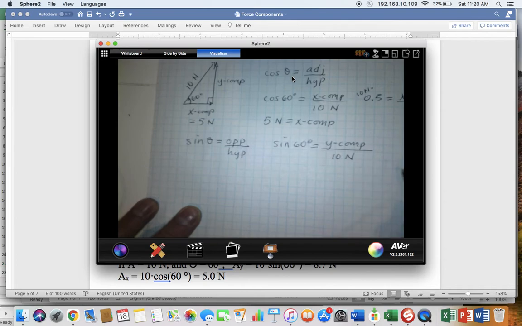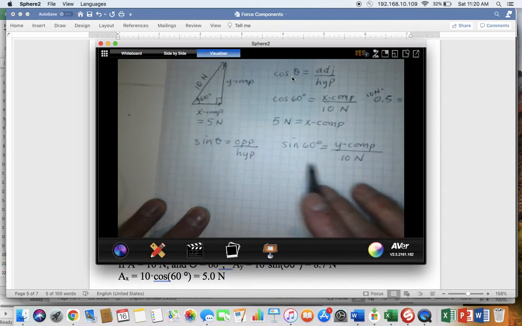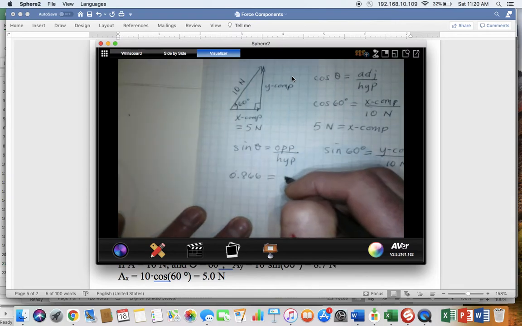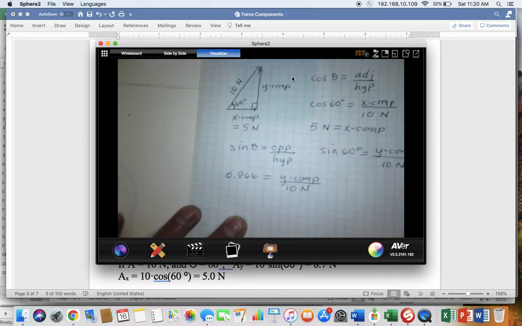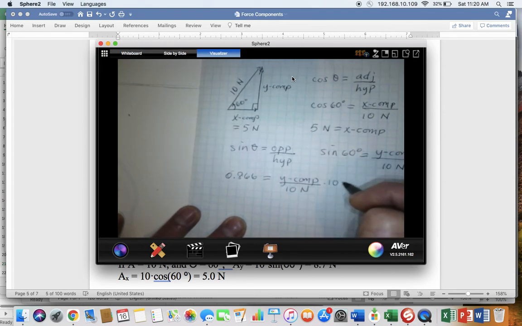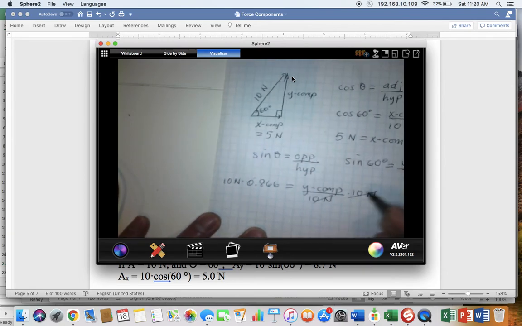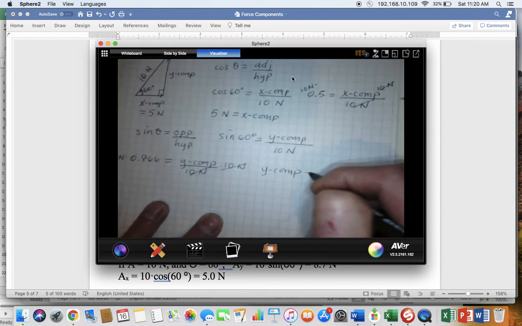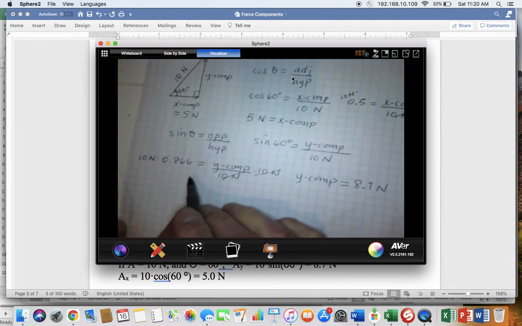Okay, we can simply do some algebra here to solve for the y component, but you first have to find the sine of 60, which is 0.866 in your calculator. All right, let's do some algebra to get rid of the 10 newtons. And the y component, if you round off, is equal to 8.7 newtons, 0.866 times 10.